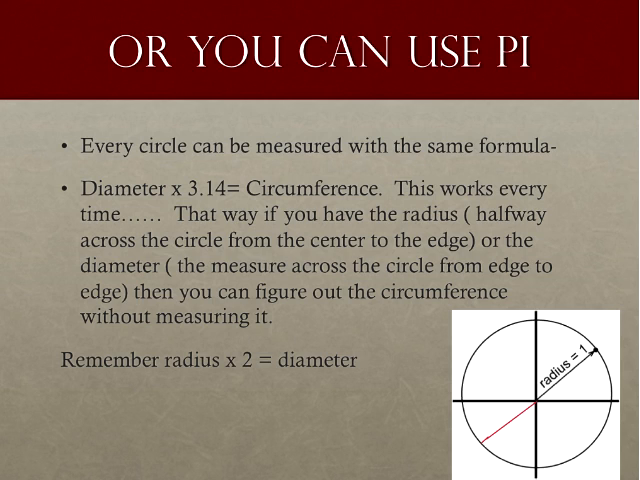So those two measurements are really important. Pi, 3.14, is the measurement you get if you take circumference and divide it by diameter every time in a proper circle. And we also remember that radius times 2 will give us a diameter. So all of those things are important things that we need for figuring out the area of a circle.